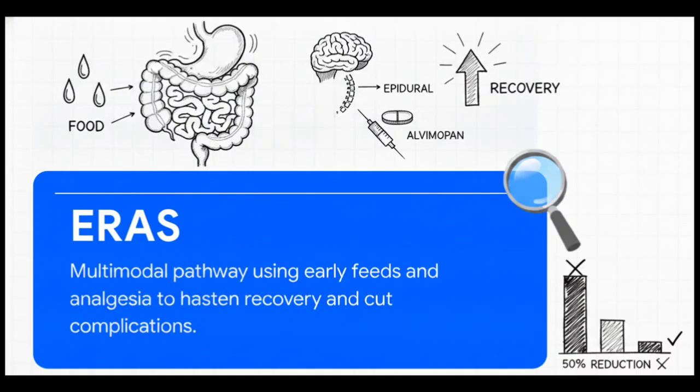We use ERAS, or Enhanced Recovery After Surgery. This is an awesome multimodal pathway designed specifically to hasten GI recovery. We do early enteral feeding, we use epidurals to avoid those motility-killing narcotics, and we give peripherally acting mu-opioid antagonists like alvimopan. The result? You can literally reduce postoperative complications by up to 50%, a real game changer.